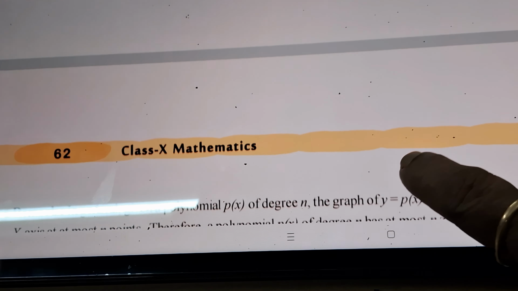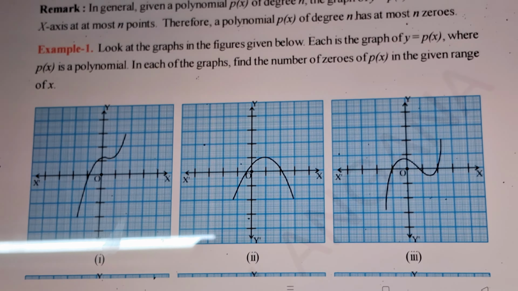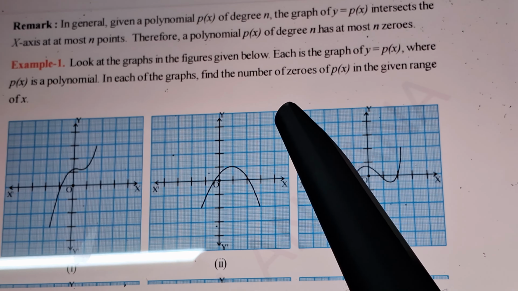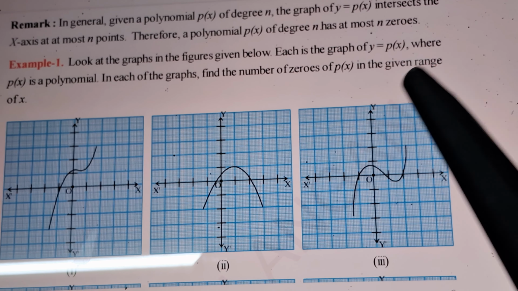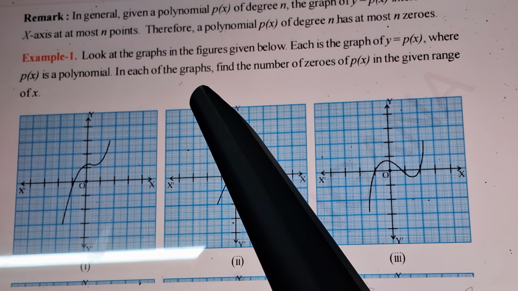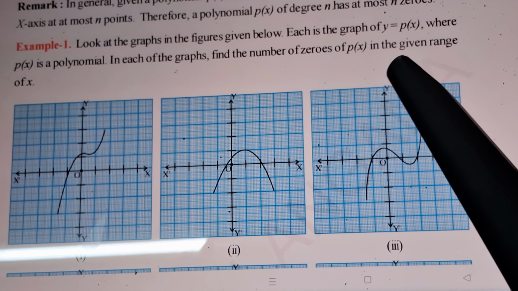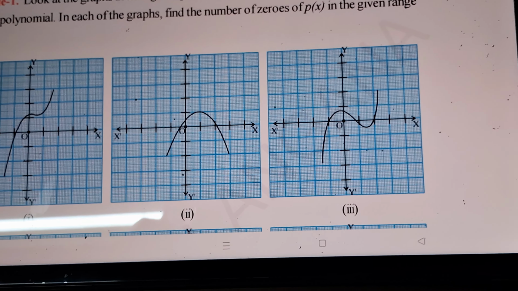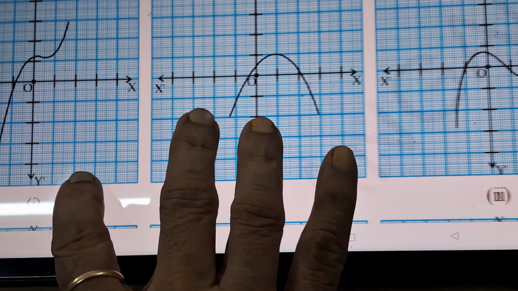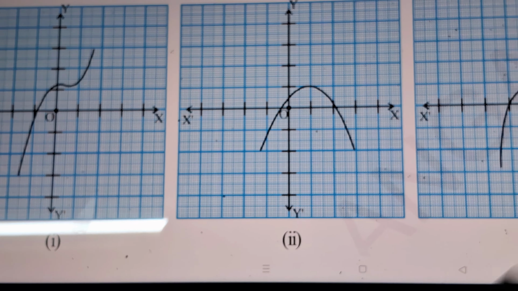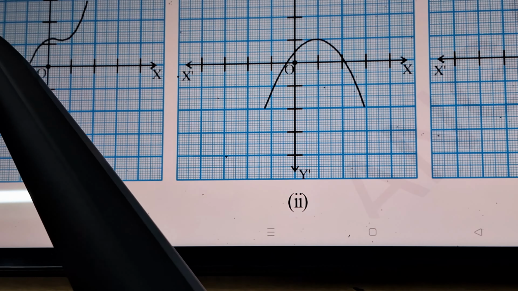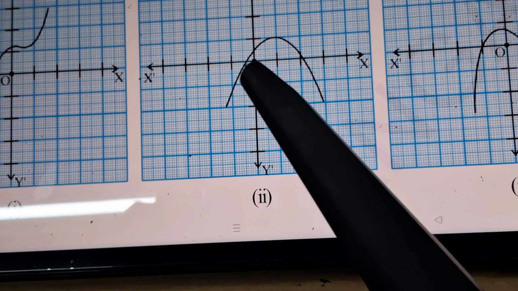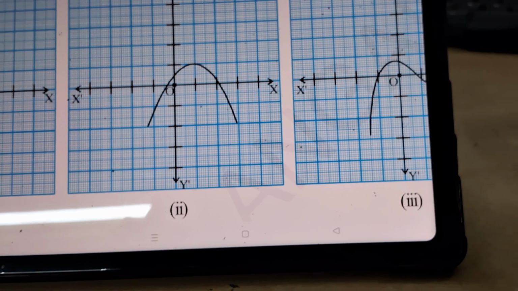Now you have got example 1. In this example 1, look at the graphs in the figures given below. Each is a graph of y is equal to p of x, where p of x is a polynomial. In each of the graphs, find the number of zeros. How many zeros are possible? So let us see the first one, children. Here it is intersecting the x-axis at only 1 point. So it has only one solution. Here it is intersecting the x-axis at 2 points. So it has two solutions.